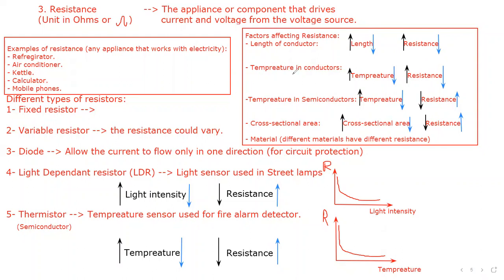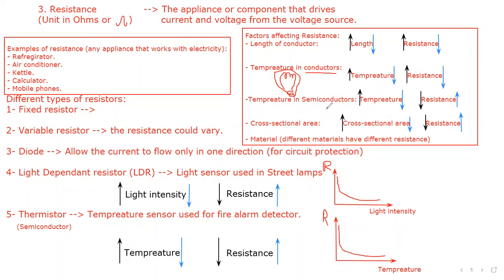The second factor is the temperature in conductors. As the temperature of the conductor increases, the resistance will increase. The same as what happens inside a lamp or a filament lamp. Here, a filament lamp like this. Whenever the temperature inside the filament lamp increases, the resistance will increase as well. And as the temperature decreases, the resistance will decrease.